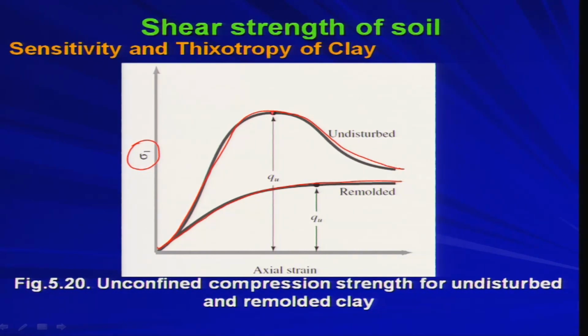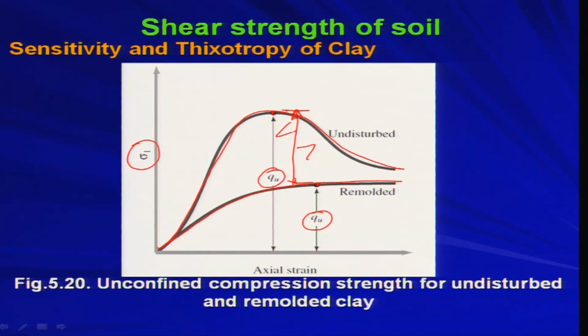Now, this maximum or peak is nothing but the QU undisturbed, and this is nothing but QU remolded, this point. So now you see the difference between these two. If the soil is very sensitive, this difference will be greater. If the soil is not that sensitive, this difference will come down or decrease, right. So it depends on how sensitive the soil is.